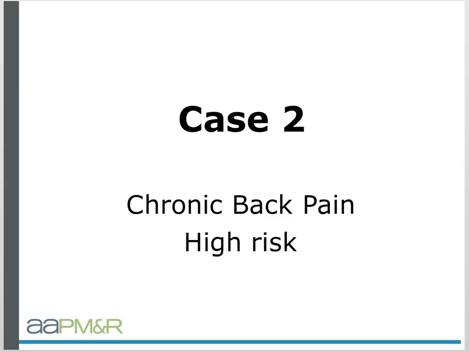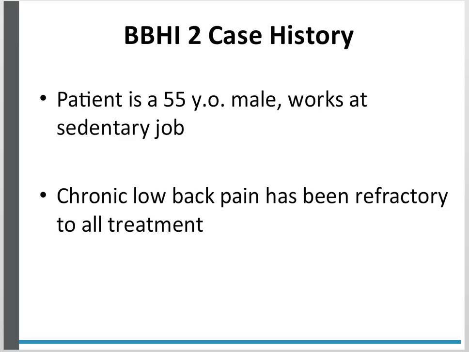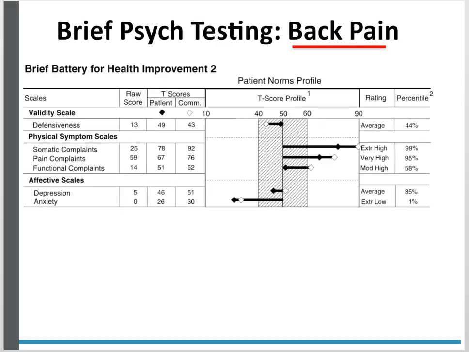Some patients are much more complex, though, so let's consider the case of a high-risk patient with back pain. Suppose you were seeing a 55-year-old male with chronic low back pain that had been refractory to all treatment. When patients are not progressing in care, and there's not an obvious organic explanation why, a biopsychosocial evaluation is often helpful. Let's explore what his results might be. On this testing, there are clearly some scores that are outside the normal range.